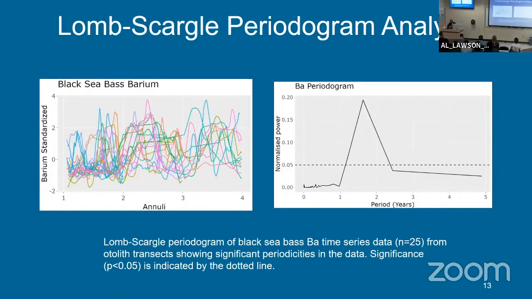With barium revealed to be a good candidate element, we then proceeded to run our elemental data through the Lomb-Scargle analysis. On the left, you can see a graph of each barium line transect of the otolith, standardized between each run on the LA-ICPMS. Then, each point in the analysis was assigned to its portion of the annuli. That data was then run through the Lomb-Scargle analysis, providing the periodogram on the right. This periodogram shows that there is significant periodicity present, but it is at the 1.6 year mark rather than our hypothesized 1 year mark.